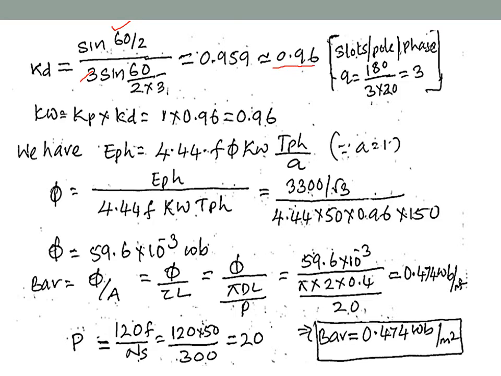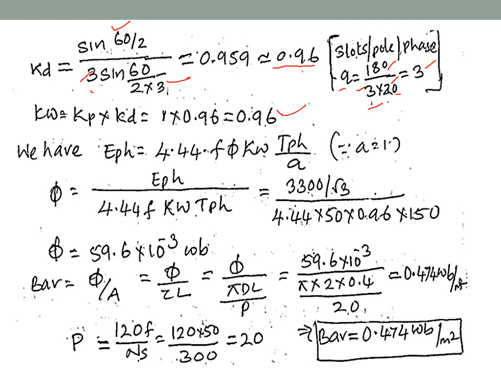So slots per pole per phase Q is equal to 180 by 3 into 20. Okay, per pole, per phase. Total number of slots. This comes out to be 3. 3 I have substituted here. Okay. So KW is equal to 0.96.